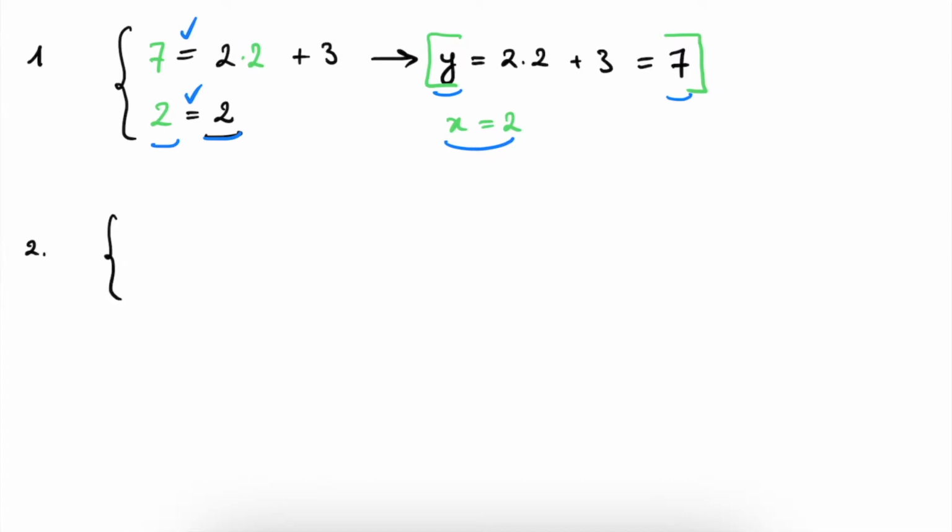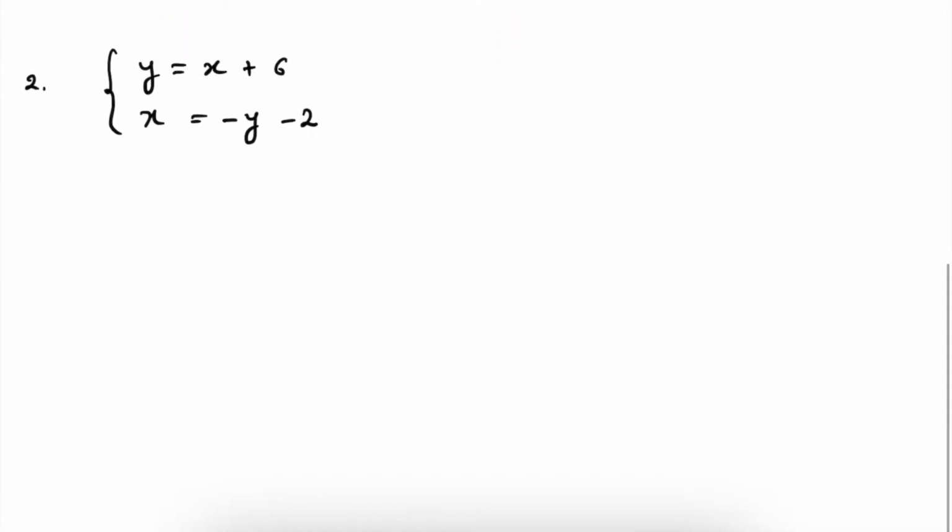In this exercise, we have two equations. Y is equal to x plus 6, and the second equation is x is equal to minus y minus 2. And in this particular example, we already see that we don't have an immediate answer for x or y, meaning that we will have to do some work in order to get x and y.